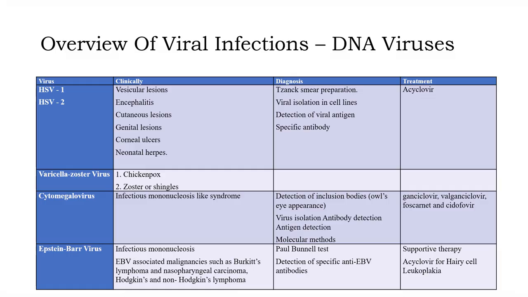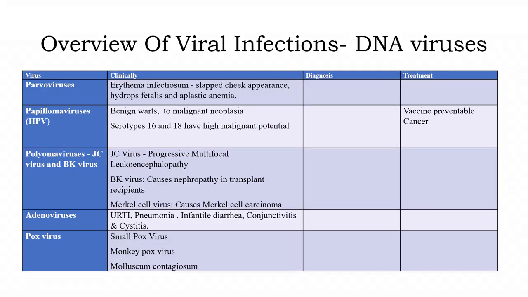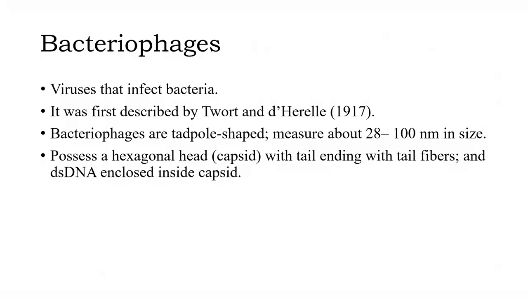Then you have the Epstein-Barr virus, which causes infectious mononucleosis, and the treatment for this is basically supportive therapy. Epstein-Barr virus can also produce some kinds of malignancies, and for hairy leukoplakia, acyclovir can be used. Then you have the parvoviruses. There is the papillomavirus, one of the most important vaccine-preventable cancers, which is caused by serotypes 16 and 18. You have the polyomaviruses, JC virus and BK virus, adenoviruses, which are the most common in multiple types of infections, and you have the poxviruses.